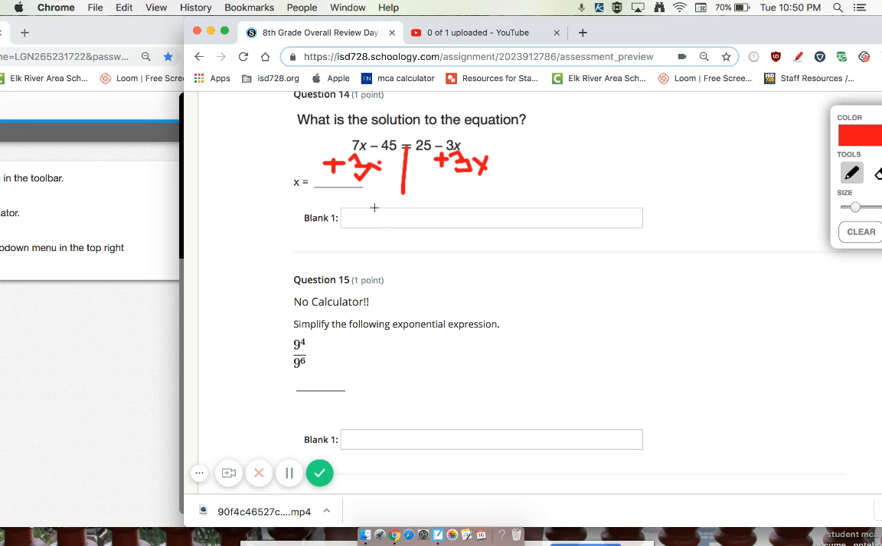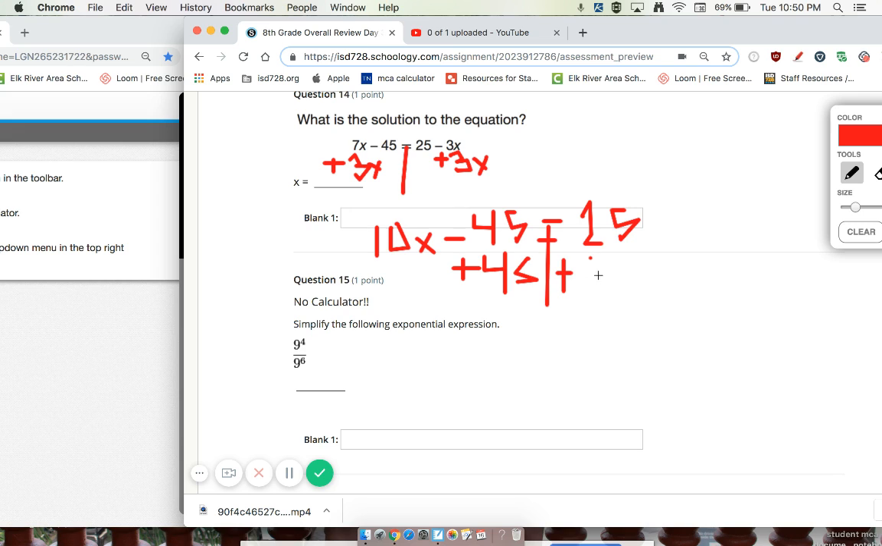So I get 10x minus 45 equals 25. It just takes me forever to write it. 10x minus 45 is equal to 25. And then I'm going to move what's not sticking to my variable. So I'm going to move my minus 45 by adding 45 to both sides. And I can't do that in my head, but with how long this takes me, I'm able to.